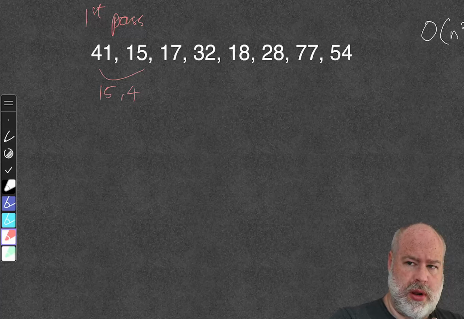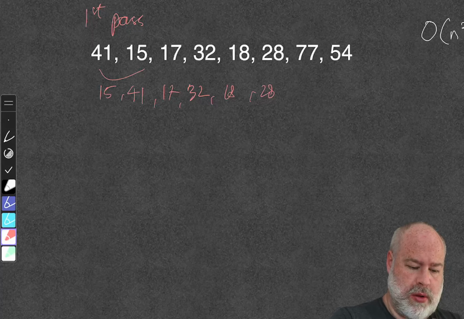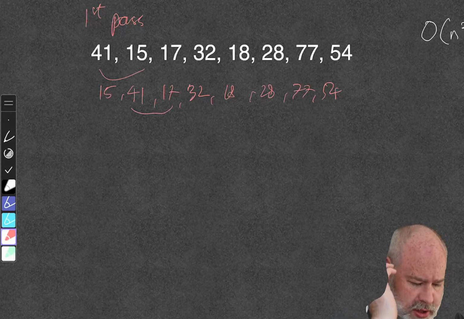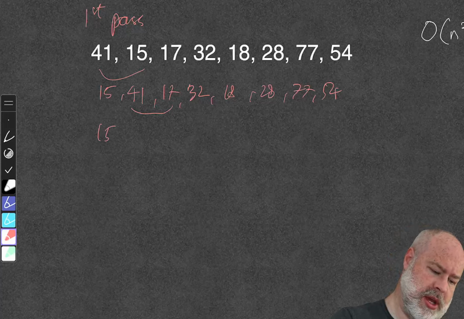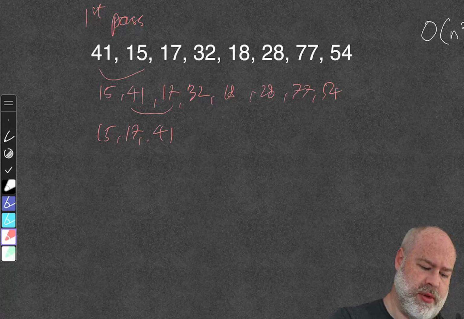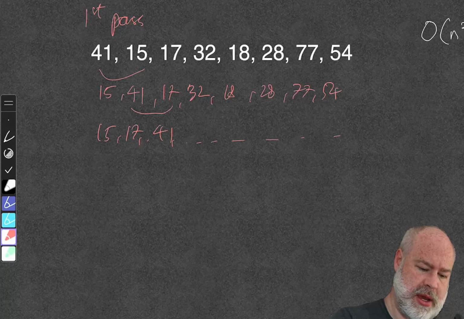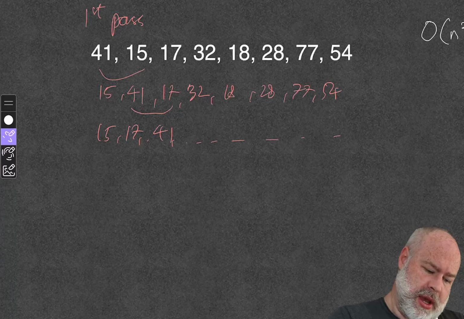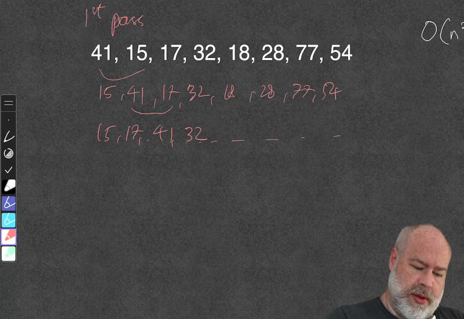So let's just do that. 17, 32, 18, 28, 77, 54. So none of the other ones have been touched yet. And then the next time around, it's going to look at these two and decide that those two need to be swapped around. So it would be 15, 17, 41, and all of the others would stay the same. Or let's just write 32 in there. Let's make sure we've got 32 in there. All the others are the same.